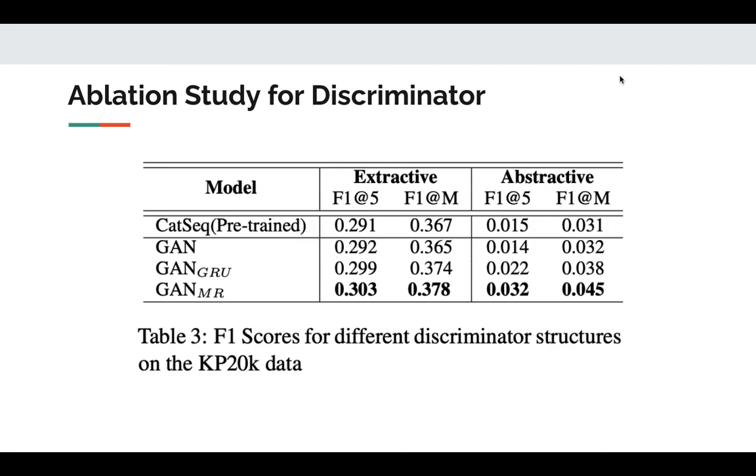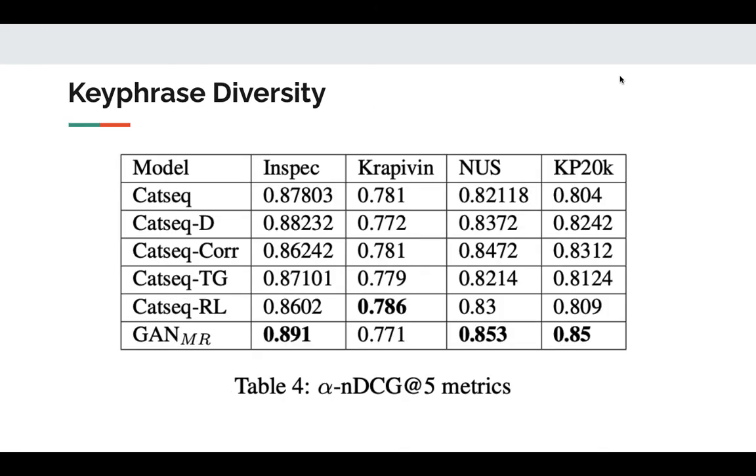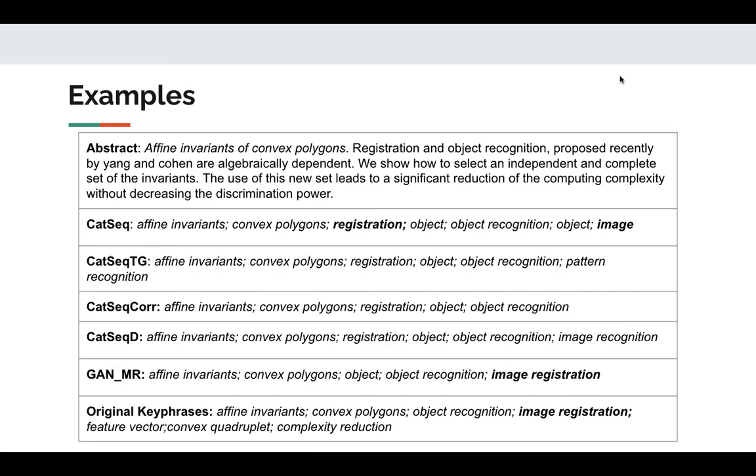We also measure the key phrase diversity using the alpha-nDCG metric and found out that the diversity of key phrases generated increases after GAN training, and our GAN model is better than the state-of-the-art MLE models at generating diverse key phrases. Now let us look at some examples of the generated text for GANs.